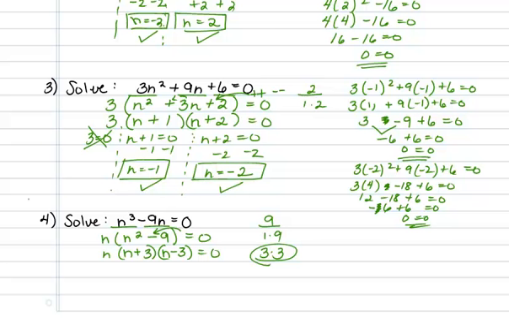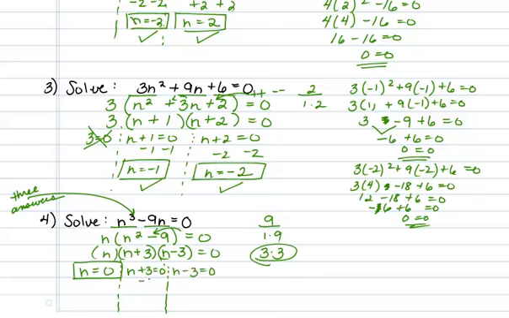Now be careful. I've got an n cubed here. That means I could have 3 different answers. I know with those numbers I was crossing them out, but n could equal 0. In each one of these, I put equal to 0. N could also equal -3. N equals +3. And then we've got to check 3 different things.